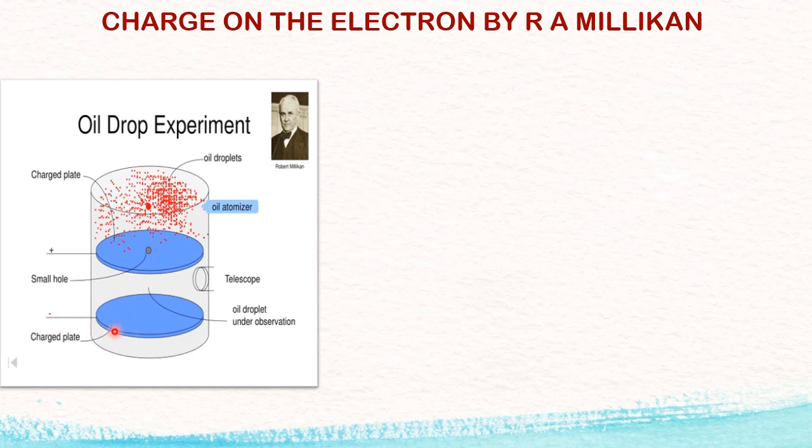Now when he makes a hole here, the oil drops slowly start coming into this area. Right, now they fall due to gravity. The movement of the oil was noticed by Millikan using a telescope fitted with an eyepiece. So using the eyepiece and telescope, he could easily notice the movement of the oil drops, and the mass of the oil by using some mathematics and physics.